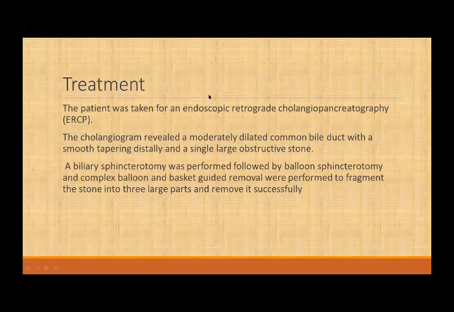So she had an ERCP. A large obstructive stone was removed. Sphincterotomy was performed, and a basket guided removal was performed to fragment the stone into 3 large parts and remove it successfully. So that's how you do it. You do an ERCP, you do a biliary sphincterotomy, you put a balloon through, and a basket guided removal was performed after fragmentation of the stone. The stone was big.